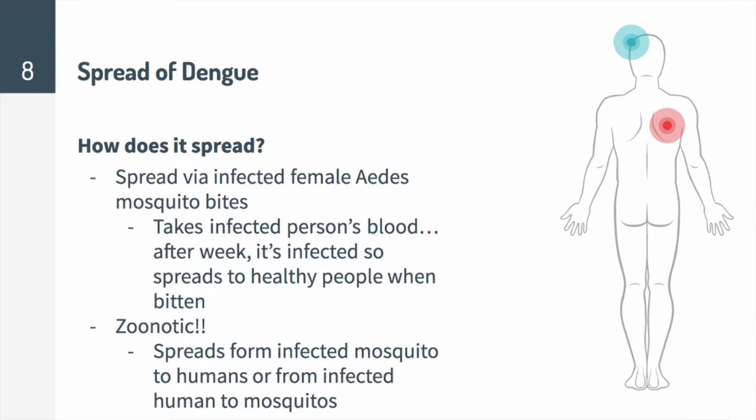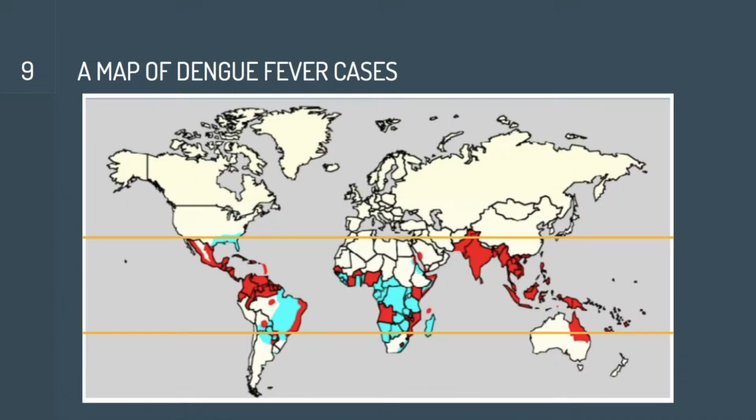All right, so now we're going to take a quick look at a map of dengue fever cases around the world. So here we see the world map, and we see that the red regions represent where the Aedes aegypti mosquito and dengue fever are actually common. So this is really where we see dengue virus is kind of most prevalent.